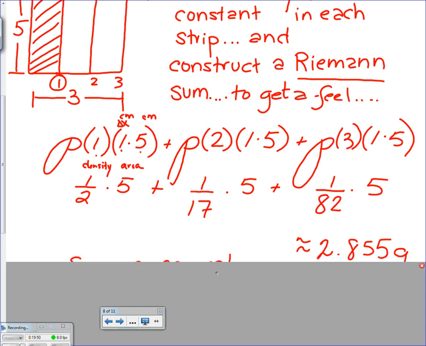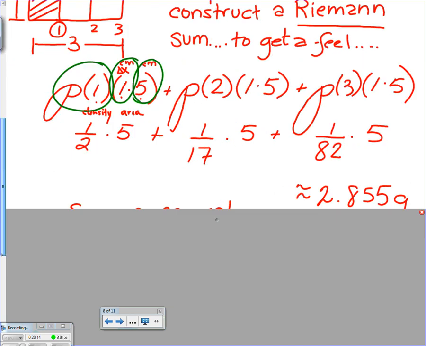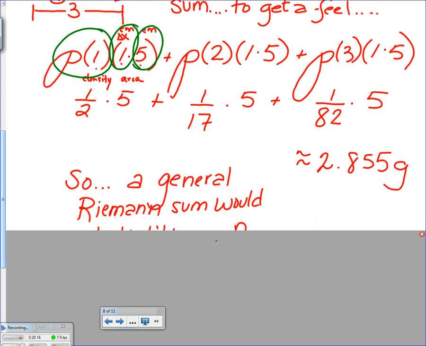Now the only reason I did that was to develop a feel for the integral that I want to set up. Okay, I now have a feel. The 1 is going to be my delta x right here. That's just going to be my delta x. And I'm multiplying that by 5 in each case and the density at each x. So I know immediately how to set up my integral, which looks like this.